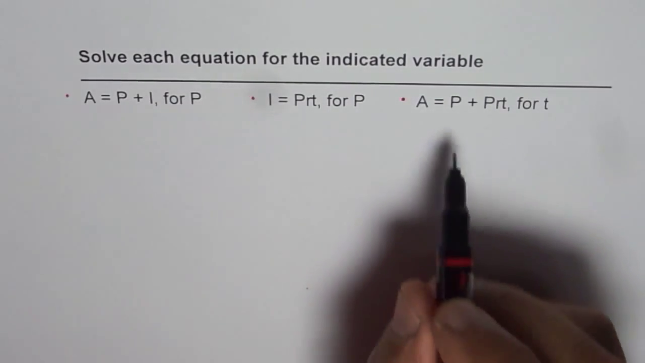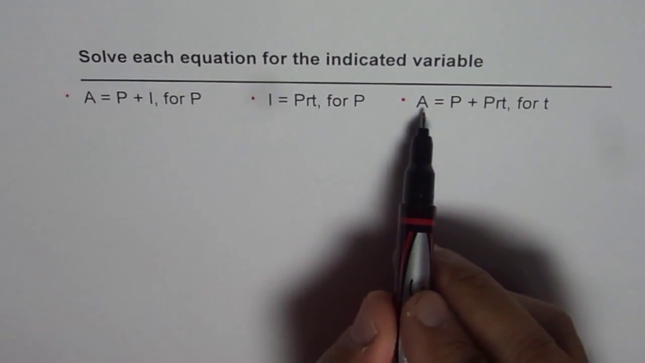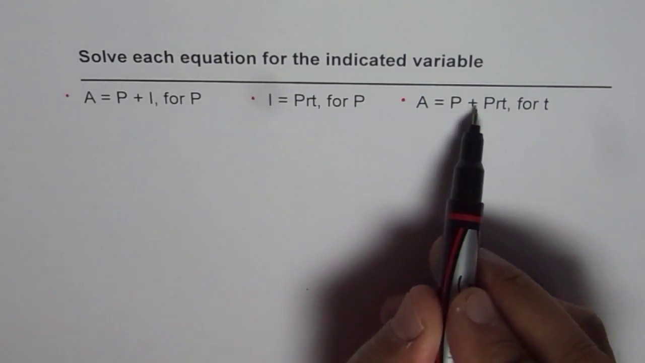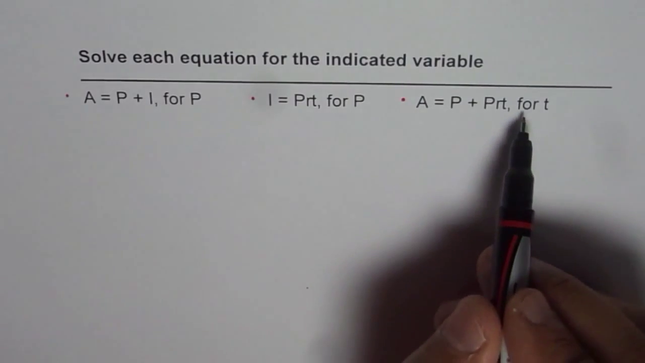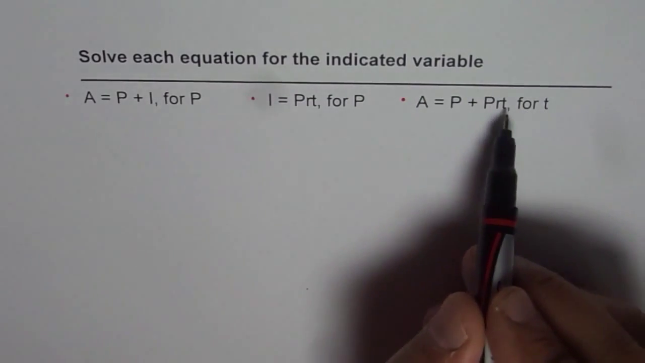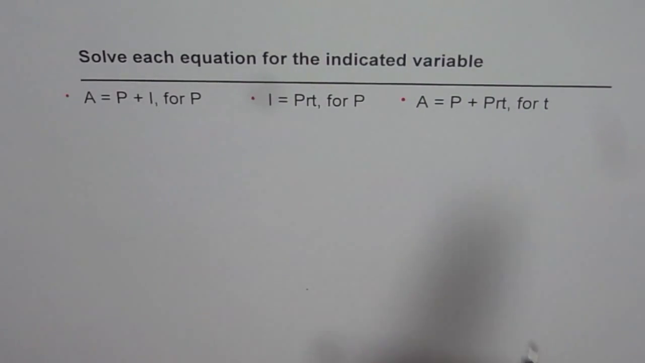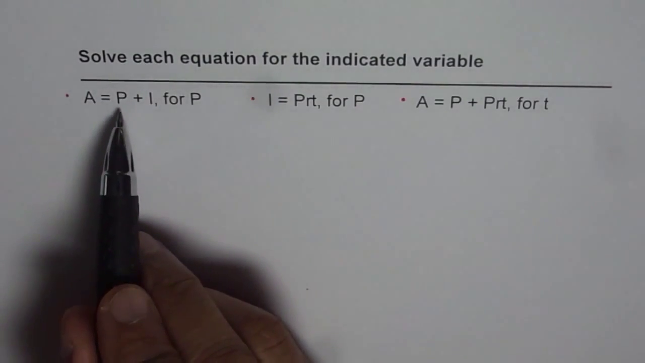The third equation is a combination of these two. We have amount equals principal plus, instead of interest, we are writing PRT, right? And we have to isolate for T in this particular equation. So let's do one by one. In the very first one we want to isolate P.